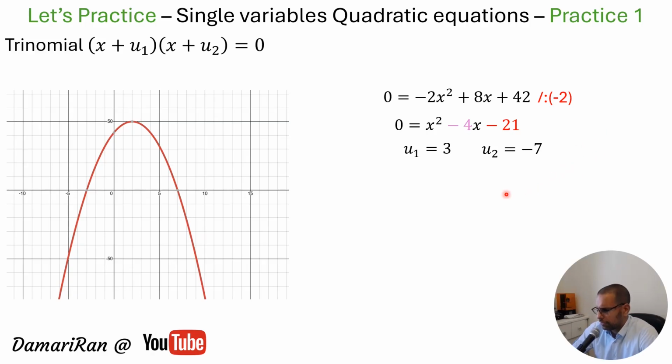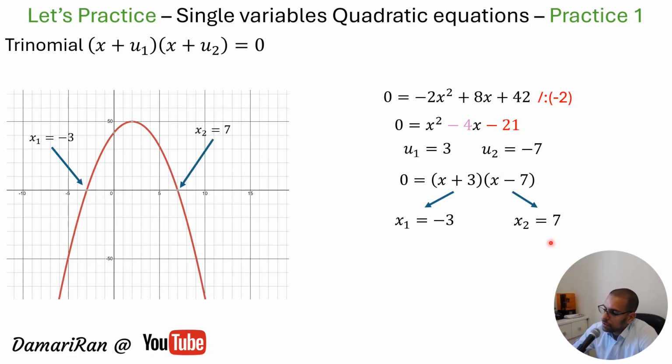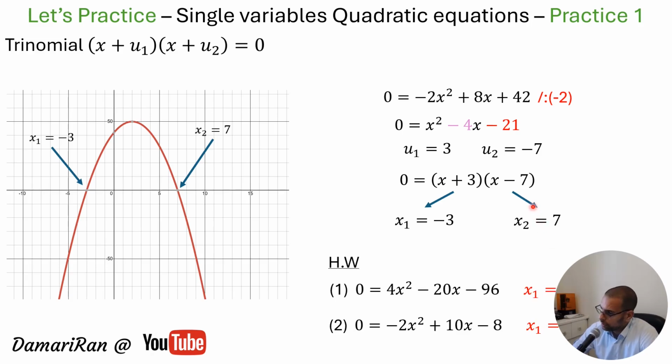Great. Let's check. 3 and -7 give me -4. Great. 3 times -7 gives me -21. Let's put it in a trinomial like that, and let's demand that this will be equal to 0, which will give me x equal to -3, and let's demand that this will be equal to 0, which gives me x equal to 7.